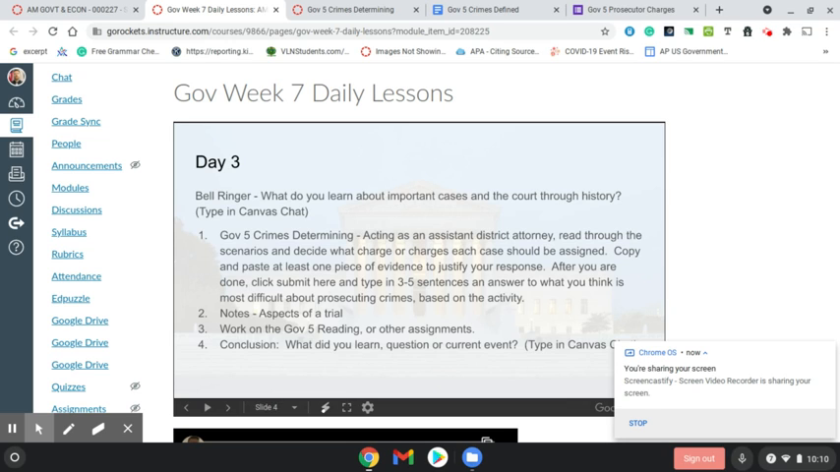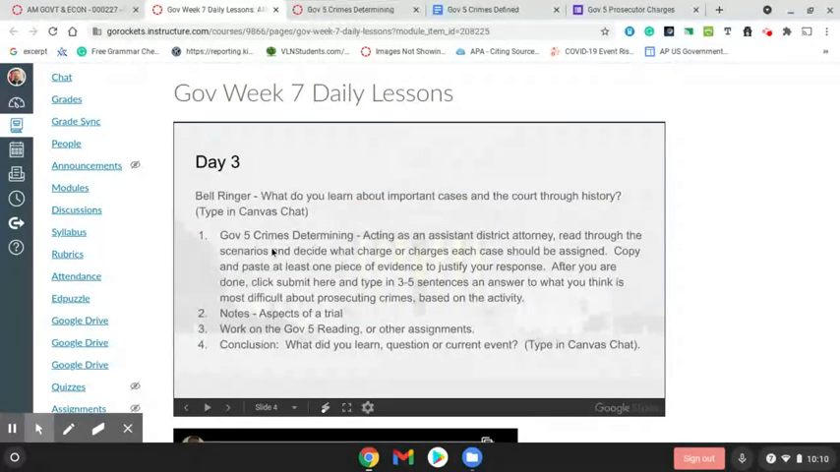So yesterday we looked at the Supreme Court and how it's evolved over time, different significant cases it has taken. And of course, that was what the bell ringer was about. And hopefully, you were able to get through the government 5 crimes determining.